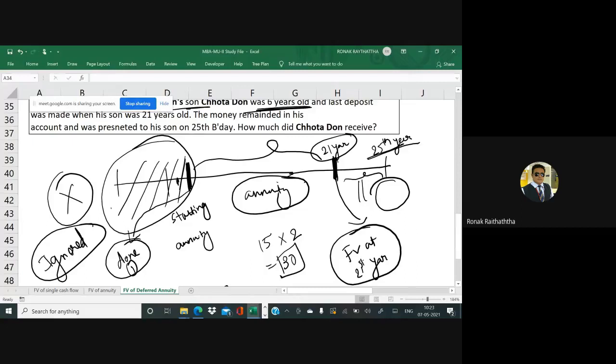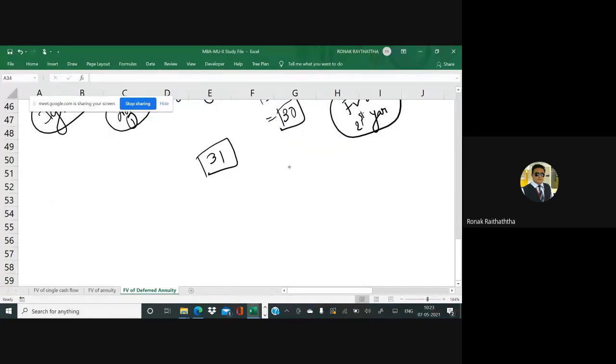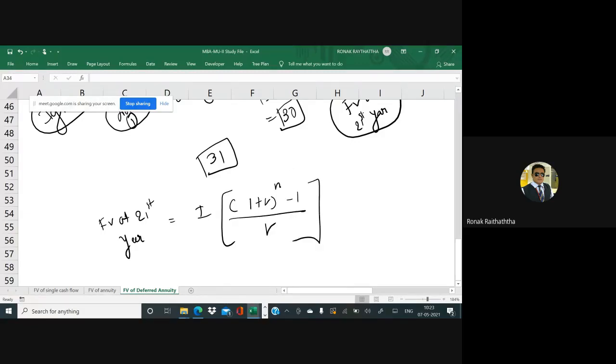So we'll be calculating only the period of 31 periods. Please go to the FV at the 21st year. So that's the annuity formula, (1 plus R) raised to N minus 1, divided by R, ordinary in nature because we are making the investment at the end of the 5th year. So the last period of the 5th year is also taken into account, my friend.